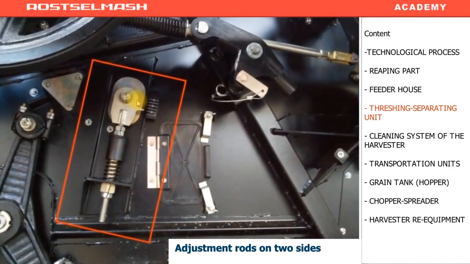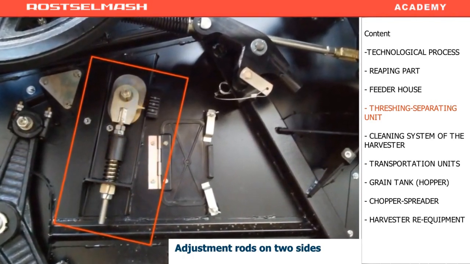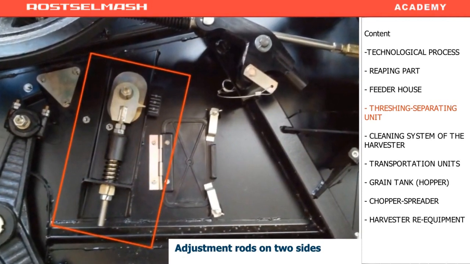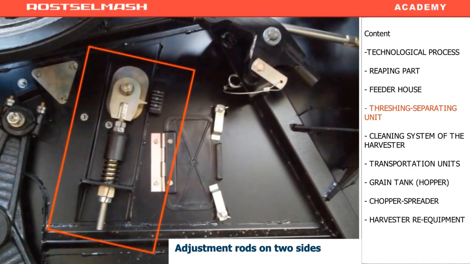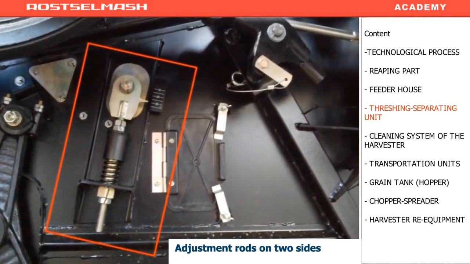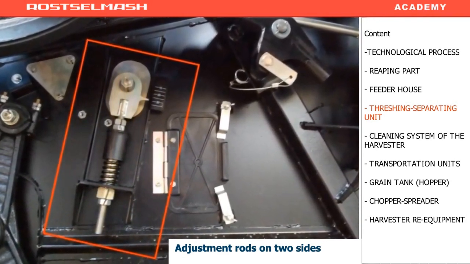The clearance adjustment depends on the mass. In case you work with a lot of mass that contains a lot of straw, you'll have to increase the clearance to prevent beater clogging and stopping.